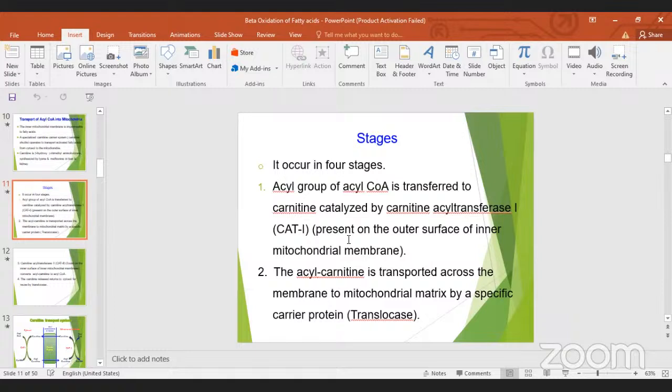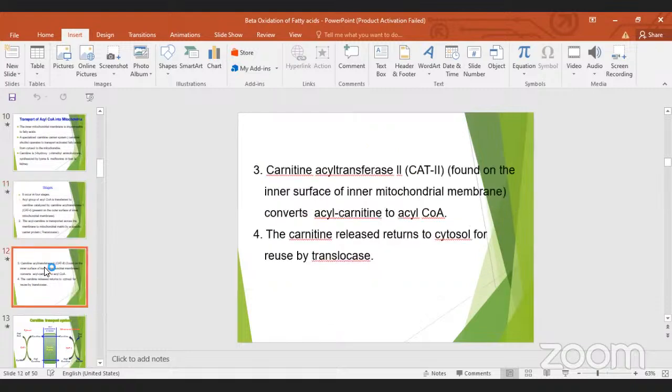This enzyme you can observe in the inner mitochondrial membrane surface. The acyl carnitine is transported across the membrane to the mitochondrial matrix. This enzyme now goes across the inner mitochondrial membrane to enter the inner side, that is the matrix side, by specific carrier proteins. This protein is called the translocase.